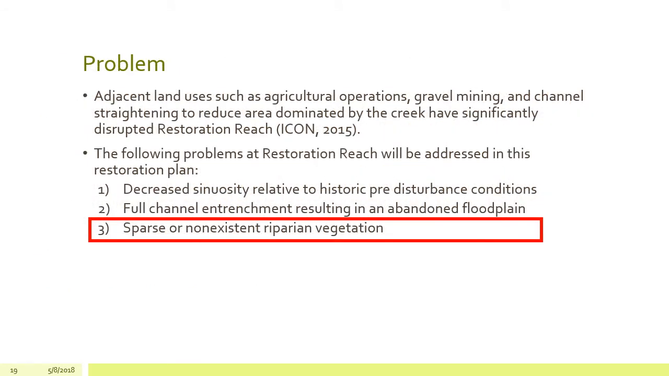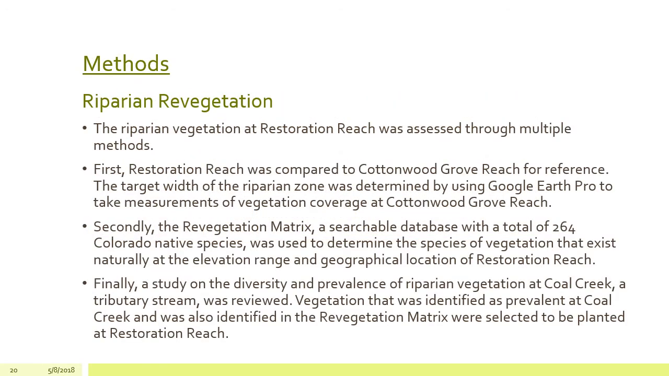So now I'll be addressing the issue of sparse or non-existent riparian vegetation. A few methods were used to determine how to revegetate Restoration Reach. First, Restoration Reach was compared to Cottonwood Grove Reach. The target width of the riparian zone was determined by using Google Earth Pro to take measurements of vegetation coverage at Cottonwood Grove Reach.